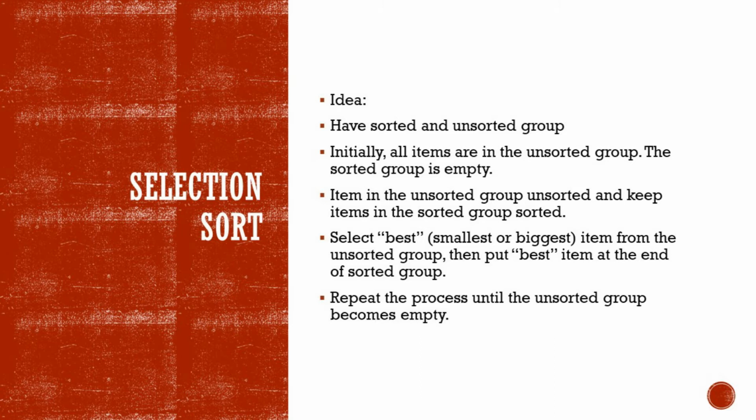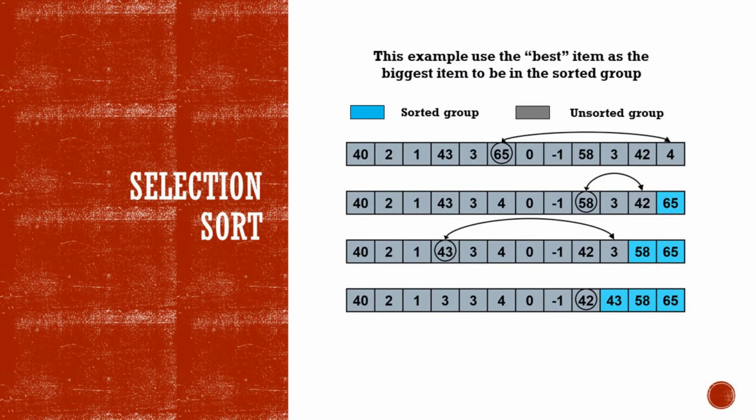We will select the best, which is either the smallest or the biggest item, from the unsorted group, then put the best item at the end of the sorted group. We will repeat the process until the unsorted group becomes empty. This is an example that uses the best item as the biggest item, so they will start by finding the biggest item.